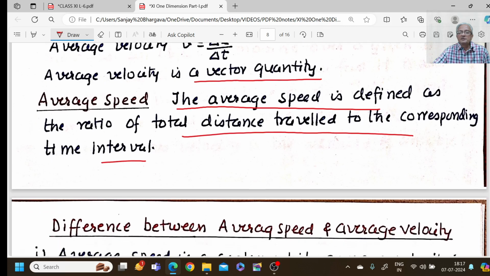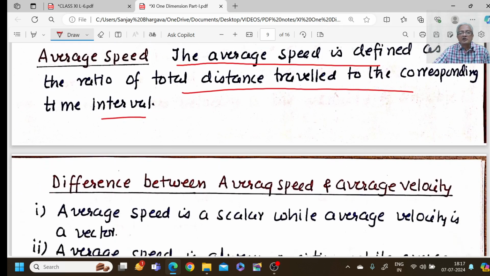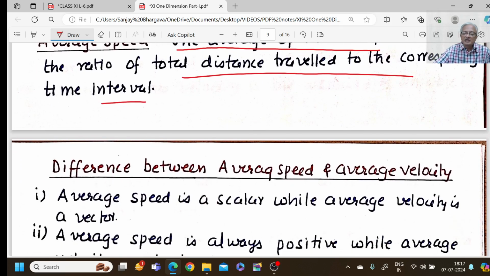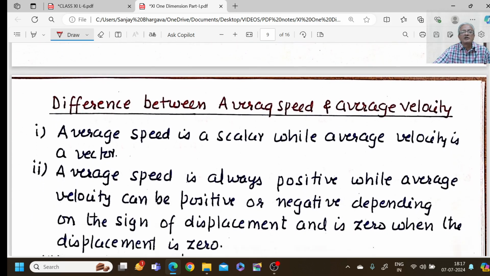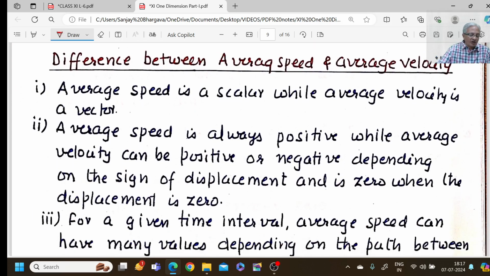So total displacement upon total time is average velocity. The ratio of total distance upon total time would be called average speed. Now, what is the difference between average speed and average velocity? Average speed is a scalar, while average velocity is a vector.